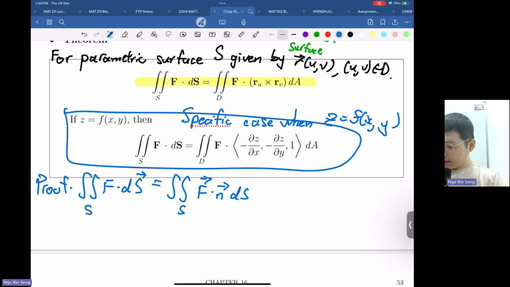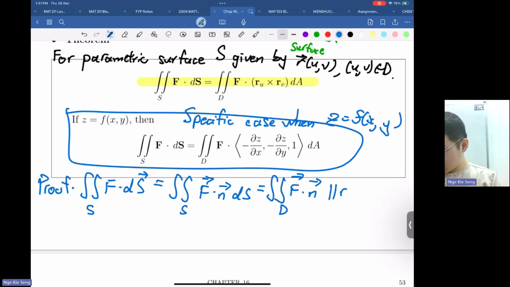But just now, how do we make a curved surface into a flat surface? There's a Jacobian factor there. What is that? Not the normalized one. The length of the normal vector. Right? The length of the normal vector. So you need to multiply F dot n by the length of ru cross rv.